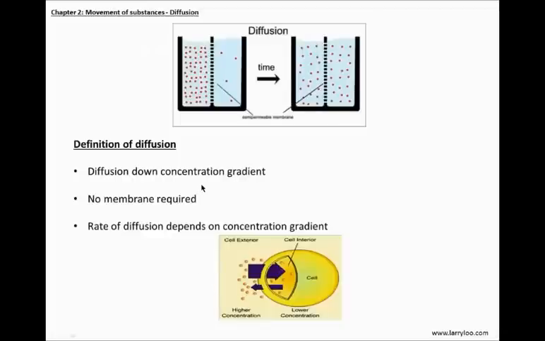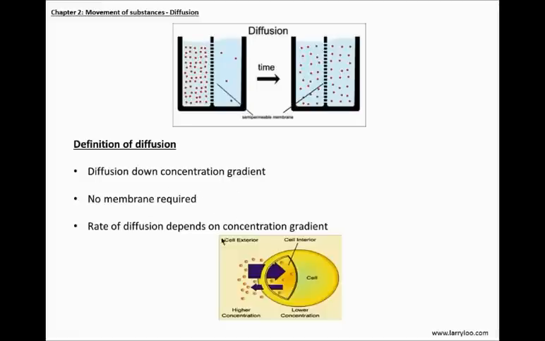Diffusion. In this diagram, we see that there are two different concentrations of substances separated by a semi-permeable membrane. On the left side, there's a higher concentration of substances than on the right side. As diffusion occurs over time, the molecules will move from the left to the right down a concentration gradient. Diffusion does not require a membrane. However, a semi-permeable membrane is used in this example to illustrate the fact that only molecules of a certain size are allowed to pass through.